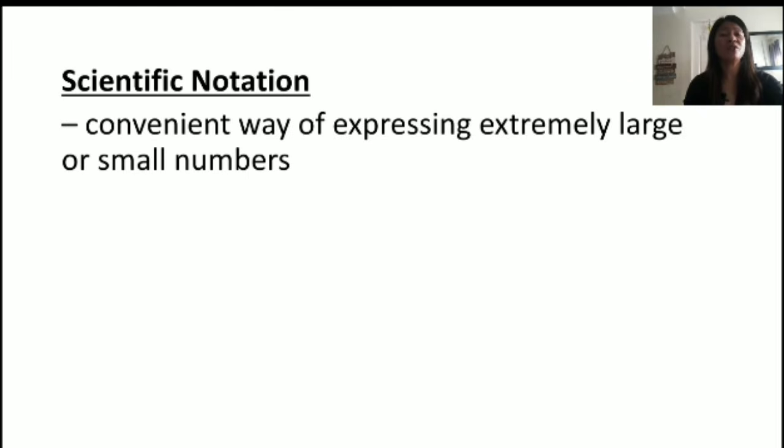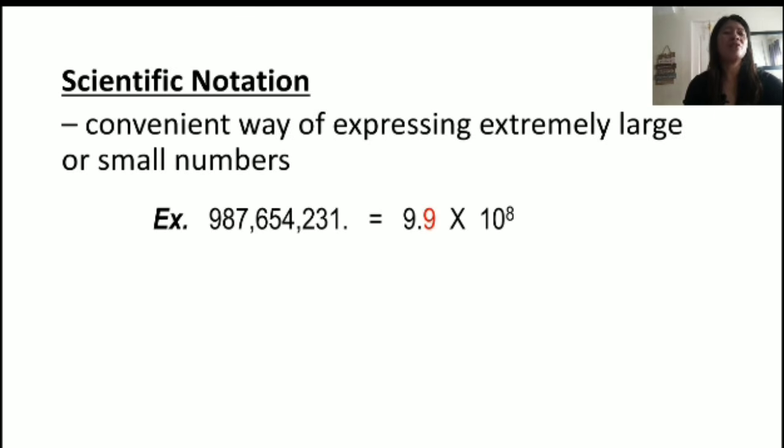Let's move on to scientific notation. Scientific notation is the convenient way of expressing extremely large or small numbers. For example, you have this extremely large number, 987,654,231. So this number is quite long. So to express this in a shorter manner, we use scientific notation. How do you do that?